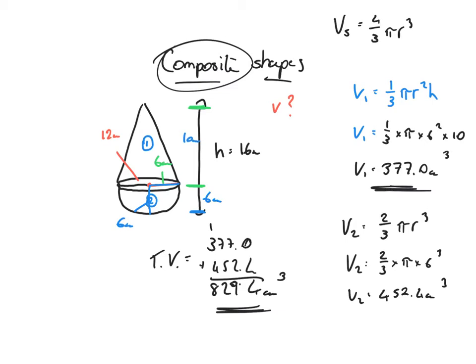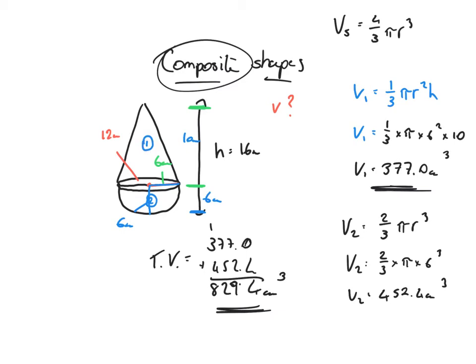Okay, let's now just describe how we get that answer again. Now, the first thing is we've got a composite shape, so it's made up of more than one shape. It's got a conical shape, a cone, and a hemisphere. So we've called the conical bit the cone, volume 1, and the hemisphere bit, we've called that volume 2.